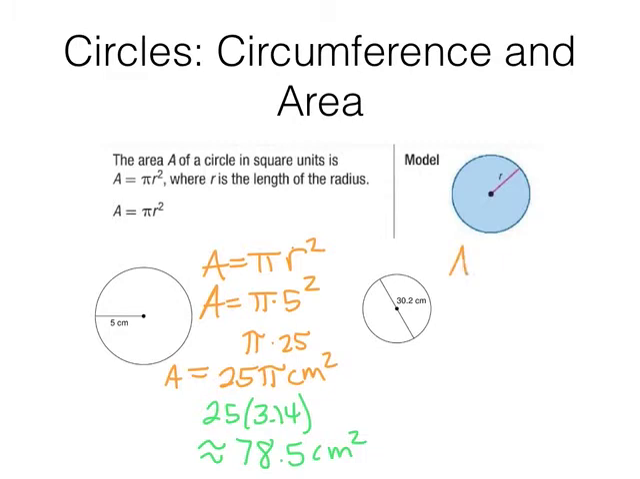Why don't you pause it and try the last one yourself? Find the exact area and then find the approximate area. And I'm going to pause it and write it out as well.